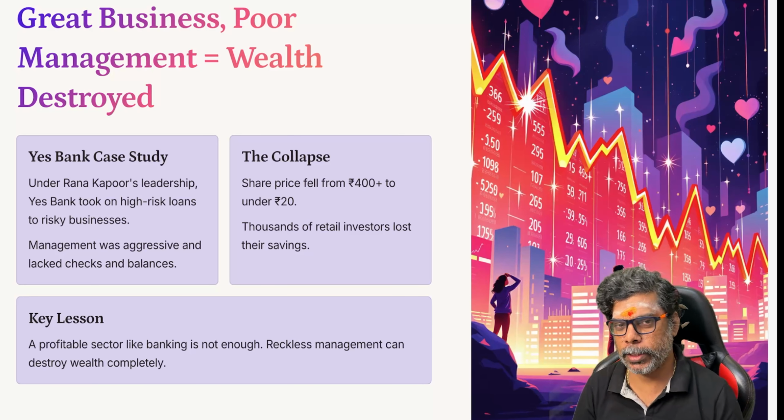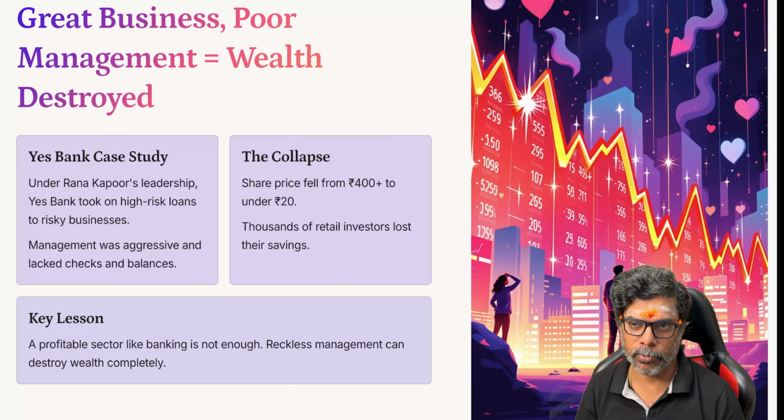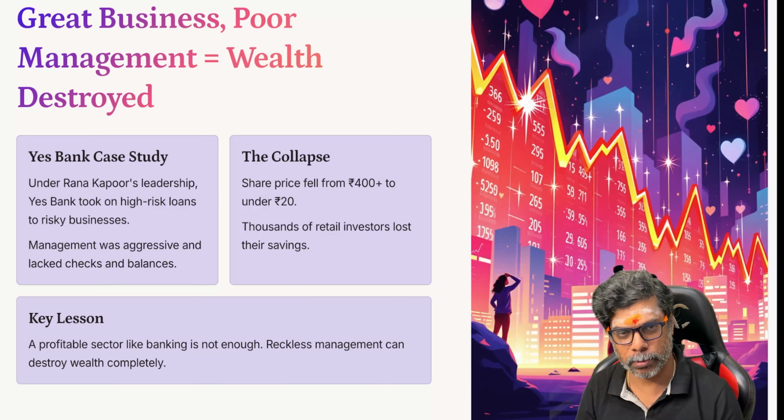I'll start with the best example here, the Yes Bank case study, where Rana Kapoor owned a large stake, had complete control of this bank, and even his entire family was linked to this bank, and he was a big example of a wealth destroyer.